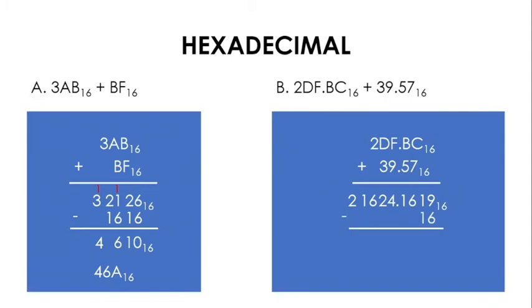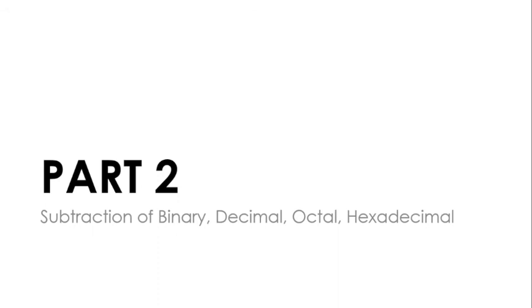So first sum is 19. 19 minus 16, that is 3. Carry 1 since we perform the subtraction. 16 plus 1 is 17. 17 minus 16 is 1. So carry 1 again. 25 minus 16, that is 9. Carry 1. 17 minus 16 is 1. Carry 1. 2 plus 1 is 3. Since 3 is not greater than 15, we'll just have to bring it down. So the final answer for this example is 319.13 hexadecimal. For the second part, we'll be discussing the subtraction of binary, decimal, octal, and hexadecimal.